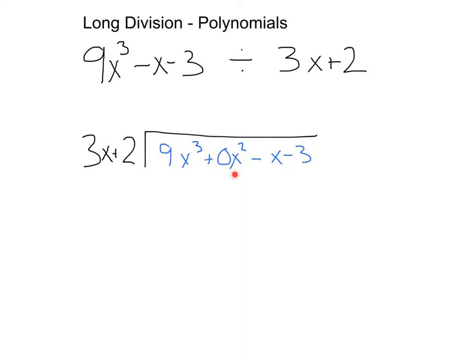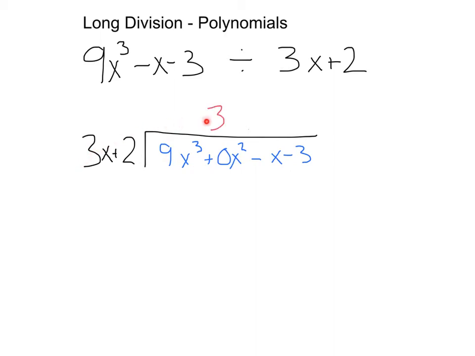It's going to help us stay organized. Alright, I went ahead and put in my 0x squared since I wanted to decrease 1 degree at a time. Now I can start dividing. The term you're really going to be focusing on is just this leading term, in this case 3x. And you're going to ask yourself, what times 3x is going to give me 9x to the third? Well, I know 3 times 3 is 9. So I can go ahead and put my 3 up here. Actually, let me put it not right there. Let me put it right here for now, and you'll see why in a second.